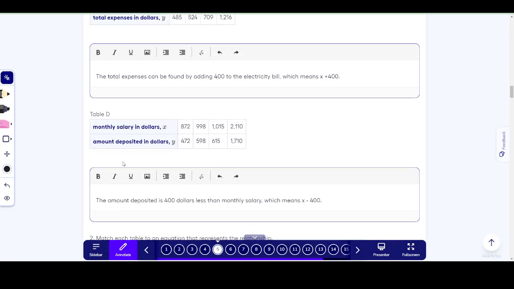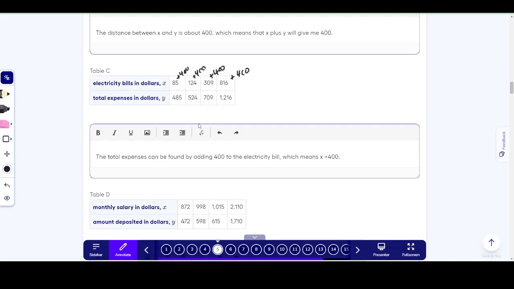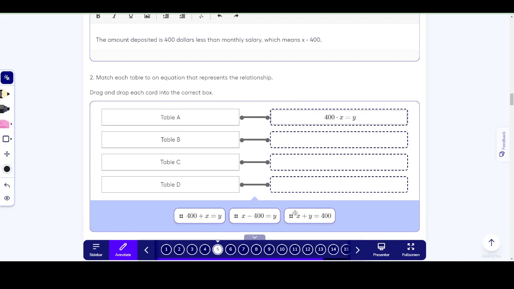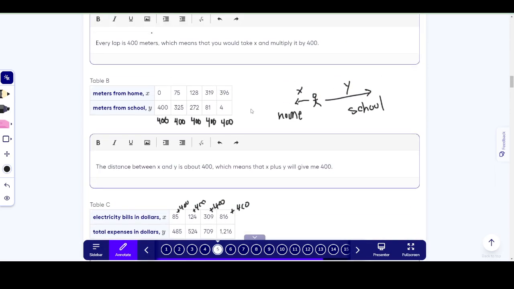B was which one? This one, between home and school. When you add these up, you get 400 every single time. So it looks like X plus Y is equal to 400.